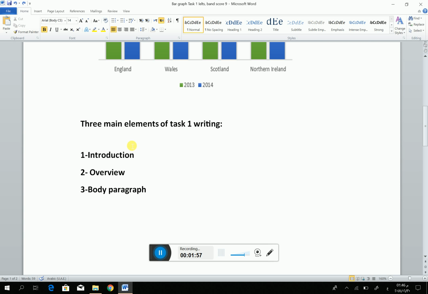You have to achieve these three main components if you want to achieve band score 9 in IELTS writing task 1 bar graph. Now we are talking about each element in detail to understand how to pass over this task and get your band score, which will be inshallah more than 6.5 in IELTS. Let's go to element number 1, the introduction. How to write your introduction for task 1.